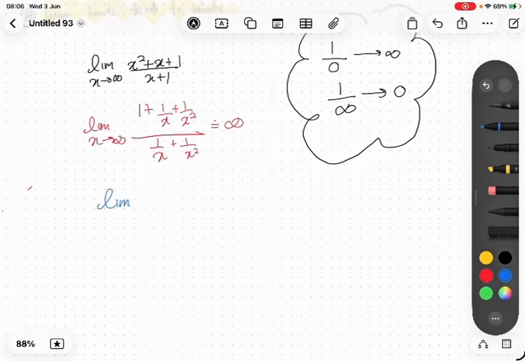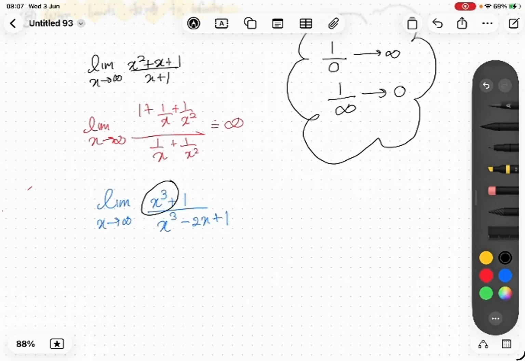Say the limit of x to the power 3 plus 1 over x to the power 3 minus 2x plus 1 when x tends to infinity. Okay, so what I'm going to do is divide all the terms by the highest power that you can see, which is x to the power 3. So I'm going to divide both denominator and numerator by x to the power 3.